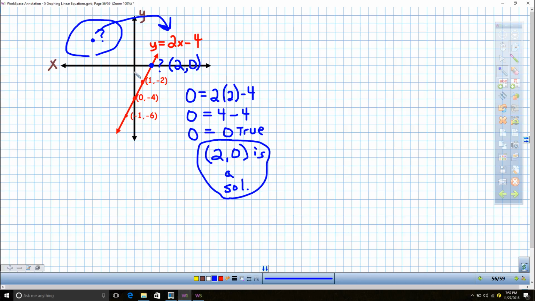Now we could check to see what this ordered pair is. It's 1, 2, 3, 4, 5. It's negative 5, 3. So if I were to put a negative 5 in for the x and a 3 in for the y, algebraically it should not make the equation true.